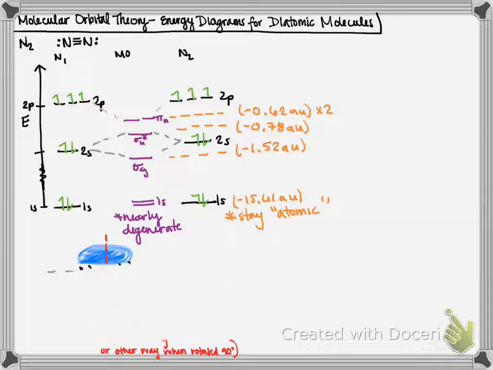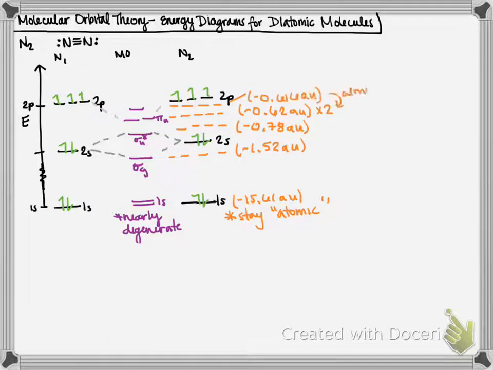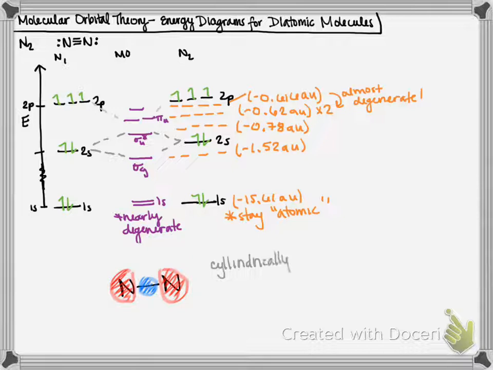So now I want you to go look at the next one, which occurs at negative 0.616 AU, so very, very close in energy, almost degenerate to your pi ungerade, but a little bit higher in energy. So go look at that one. You should see that you have something like this, where you have two red or negative lobes centered on the nitrogens, and then you have a blue lobe in between the two nitrogens.